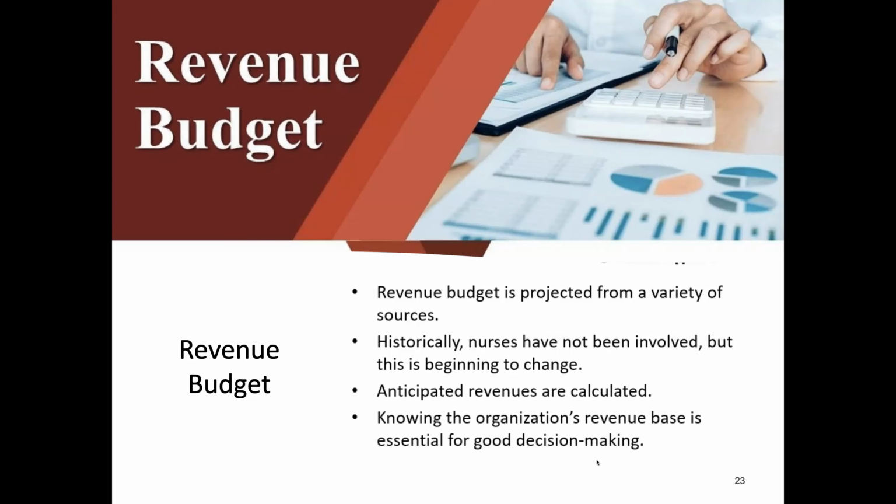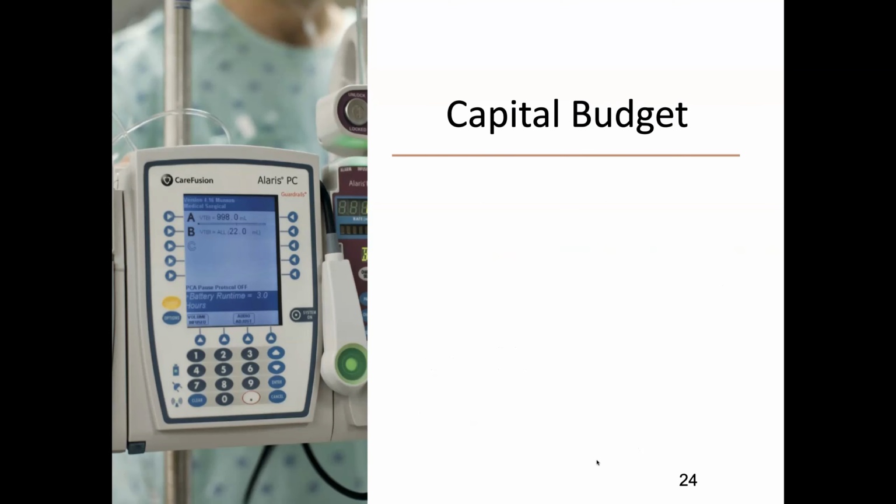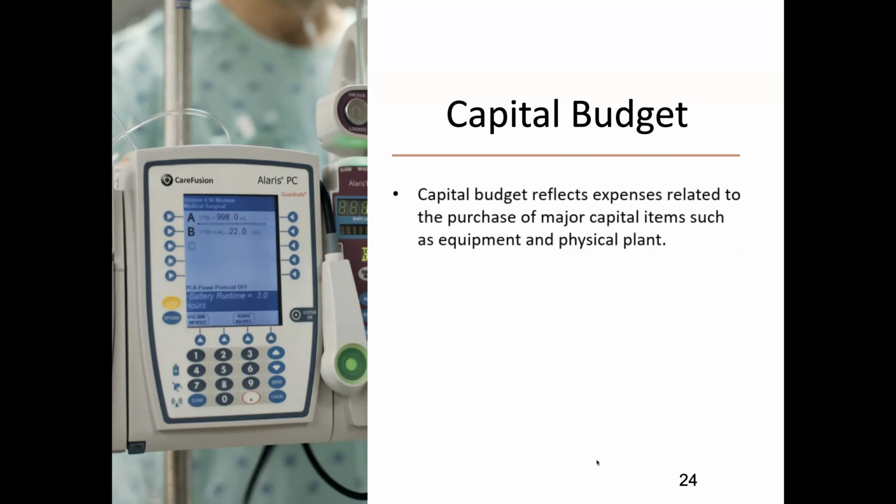Even when nurse managers do not participate in developing the revenue budget, learning about the organization's revenue base is essential for good decision making. Lastly, the capital budget. The capital budget reflects expenses related to the purchase of major capital items such as equipment and physical plant. So physical things that you need to buy for the whole hospital.